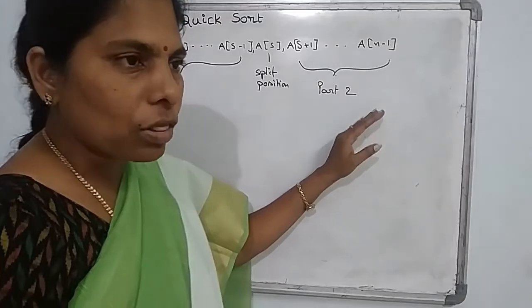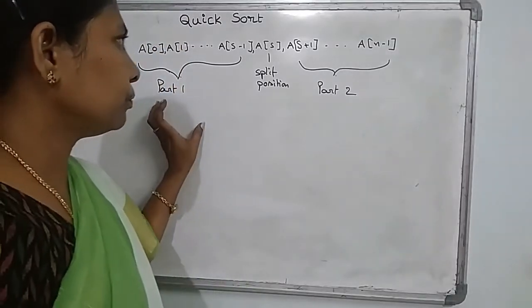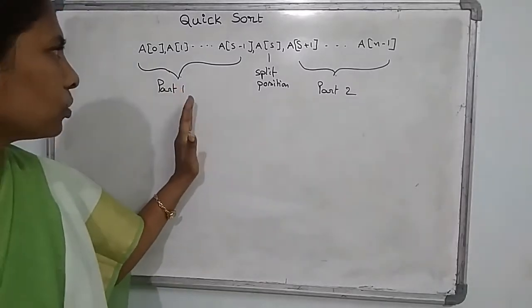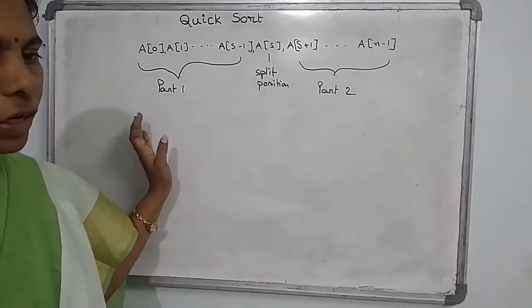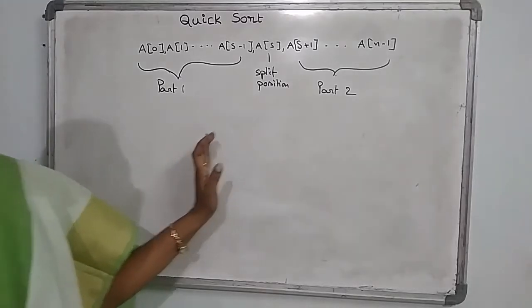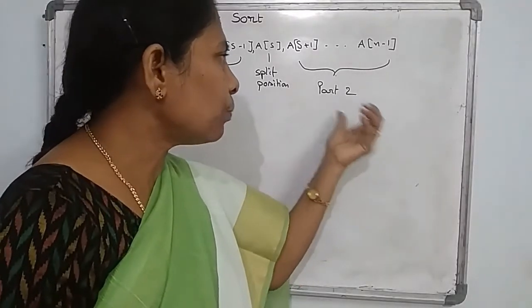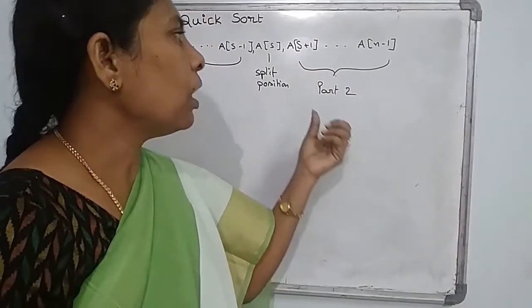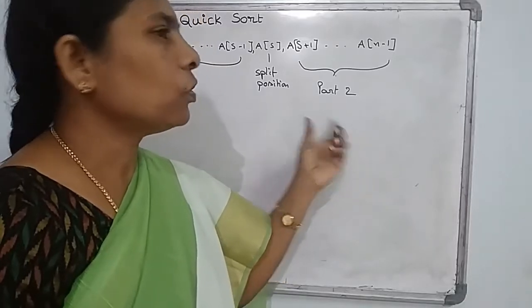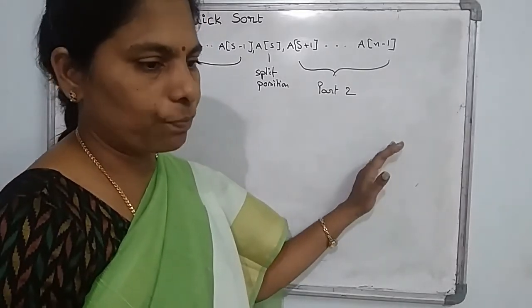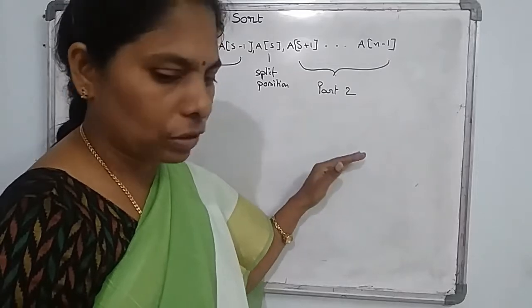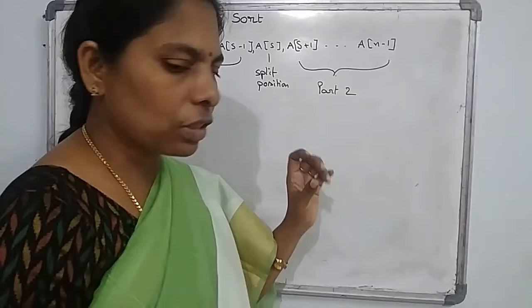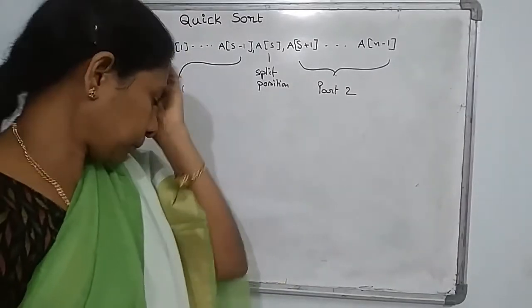Now you can apply the process of quicksort to part 1. That means you identify the split position and again divide this subarray into two more subarrays. Likewise, you apply the same process on part 2: find the split position and take the two subarrays. This process must be continued recursively for sorting the elements.